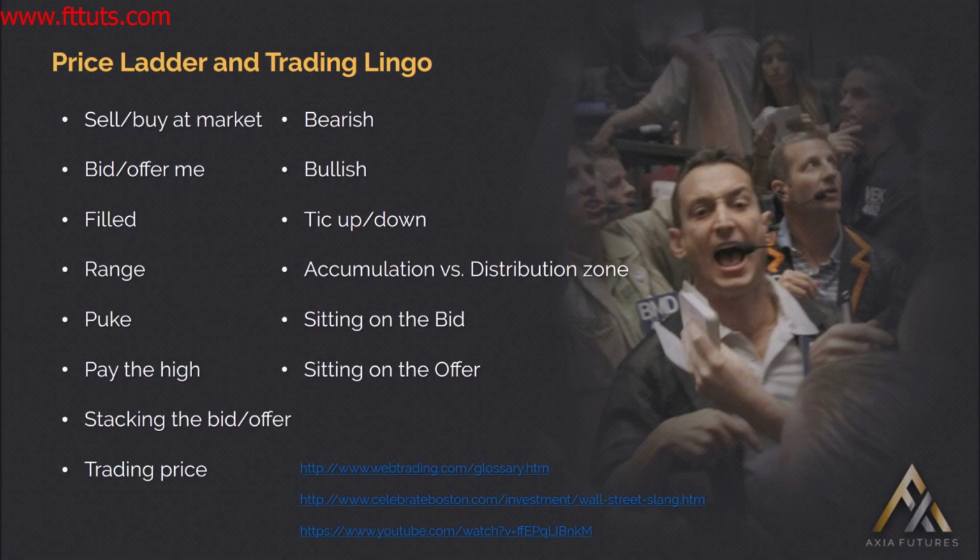Accumulation versus distribution zone. So if you notice a buyer between 50 and 54, so every time the market comes down to 50 to 54, someone steps in and buys every price 50, 51, 52, 53, 54, then that's someone that's accumulating. Accumulation is generally on the buy side. Distribution is on the sell side.